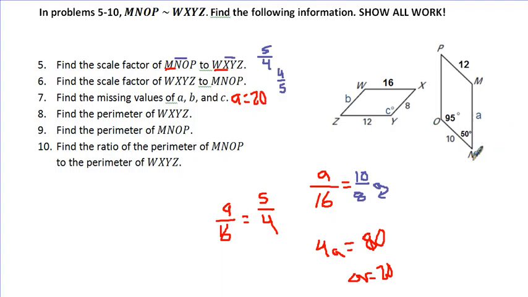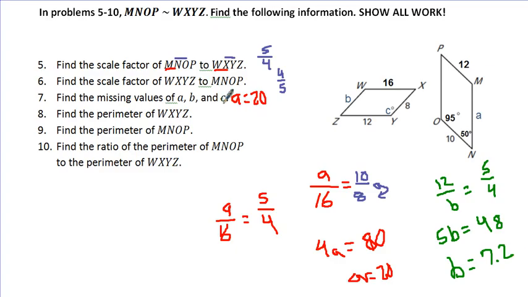Now let's find B. Where did B exist? B existed as WZ. So WZ corresponds with MP. MP, we see up here, is 12. WZ is our value of B. And again, we have the same scale factor, 5 to 4. So we're going to set that up as 5 times B, when we do cross multiplying, has to equal 48. When we do that division, we're left with B equals 7.2. You could leave this as a decimal, you could put it in a fraction, whatever you prefer to do. So B equals 7.2.